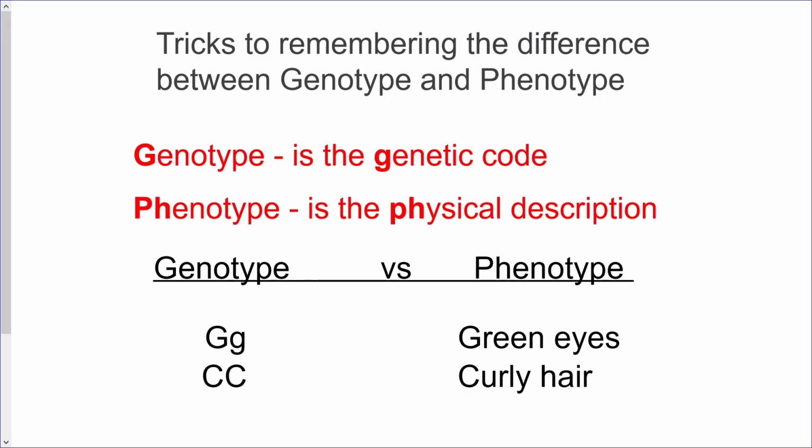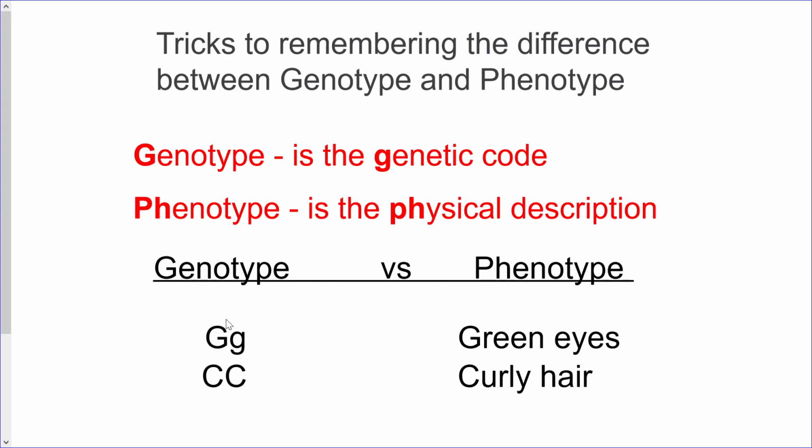So here are tricks to remembering the difference between genotype and phenotype. Genotype starts with G, and it's the genetic code. The genotype represents the genetic code that codes for the proteins that result in your traits. And phenotype starts with PH, and so does physical description, because that's what a phenotype is. They're literally adjectives. They're ways to describe the traits.